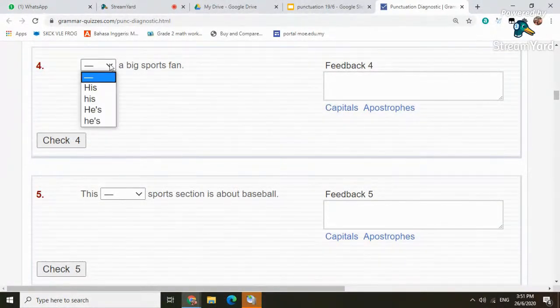A big sports fan. He's... he is. Which one? 1, 2, 3, or 4? So some say the third one. So I'm just going to put 3. Let's check. Correct. Because the H is supposed to be capital because that's the first letter of the sentence, and there must be an apostrophe here because the letter i is omitted. Okay, now let's look at number 5.